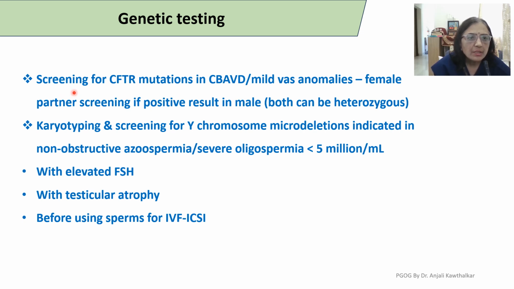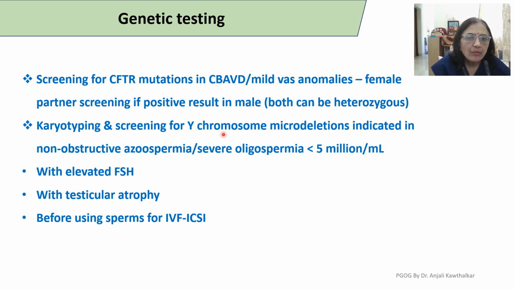So whenever there is a CBAVD, screening for this cystic fibrosis CFTR mutation is to be done, whenever there is either a congenital absence or even mild vas anomalies, unilateral absence of vas deferens, or partial congenital block of the vas deferens. In that case, female partner screening is also to be done if there is a positive result in the male partner, because both can be heterozygous and the offspring can have cystic fibrosis, and that is the reason this screening is mandatory.